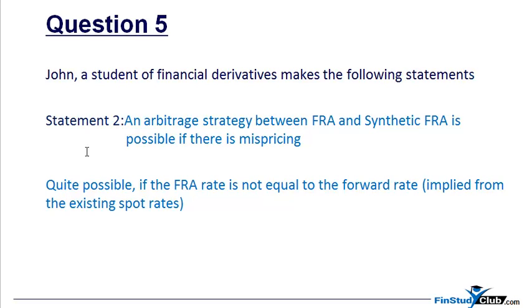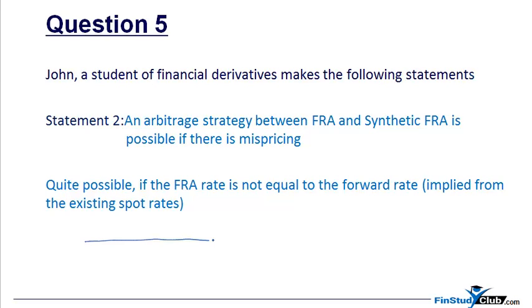So let's look at the second statement which John makes, and that's an arbitrage strategy between an FRA and synthetic FRA is possible if there is mispricing. So when would this happen? Quite possible if the FRA rate is not equal to the forward rate implied from the existing spot rate. So let me try and explain it by way of a very simple example.